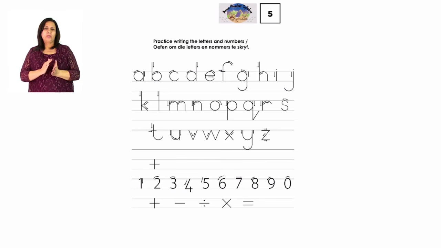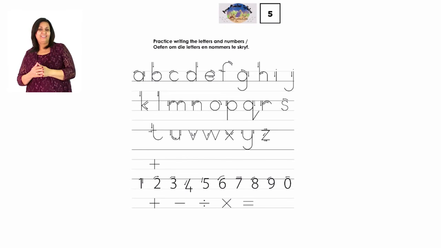Let's move on to the next sign. After writing the plus sign, we need to now write down the minus sign. Well done. The next sign that we see after the minus sign is called the division sign.